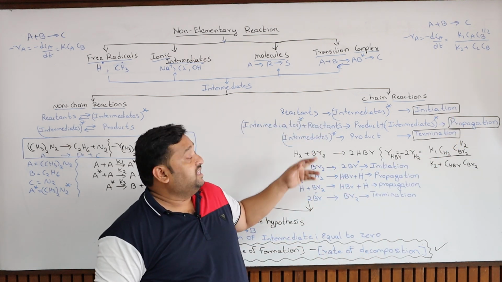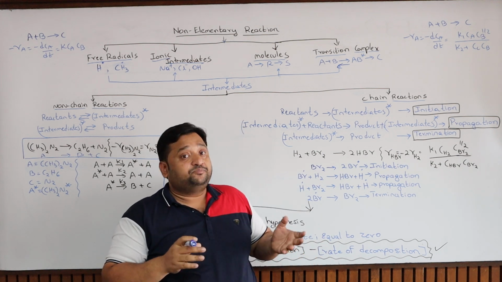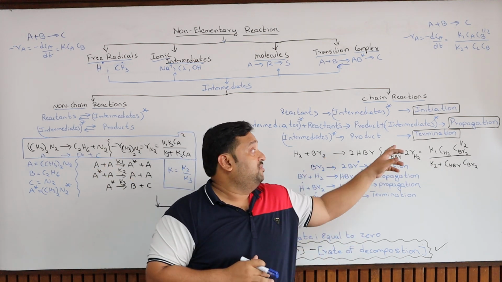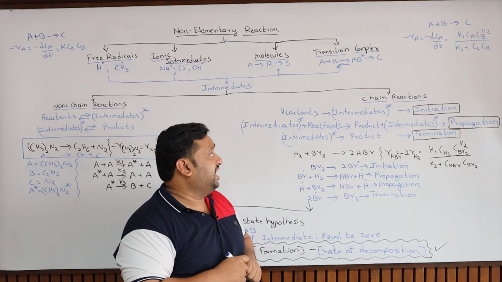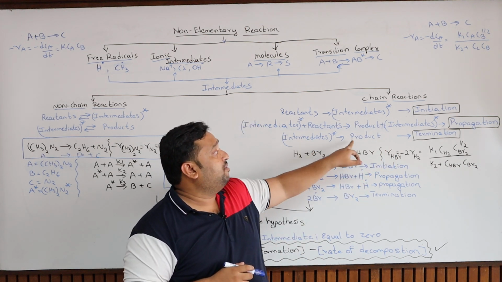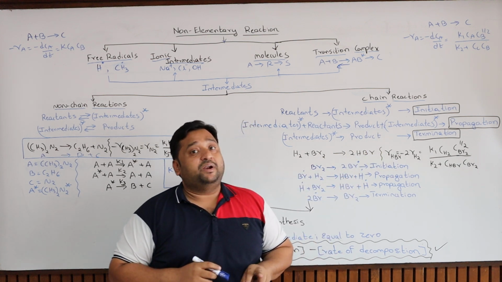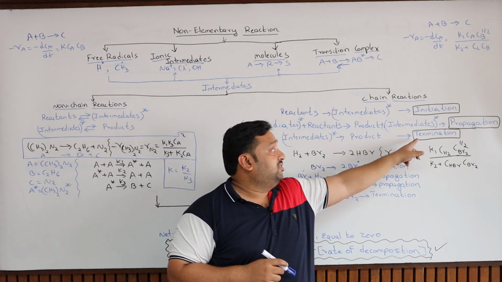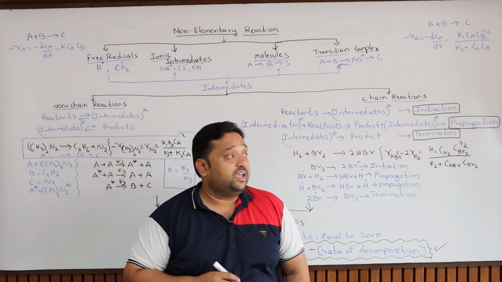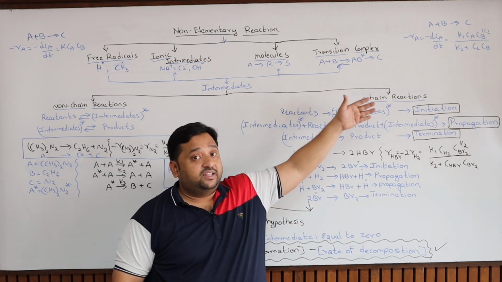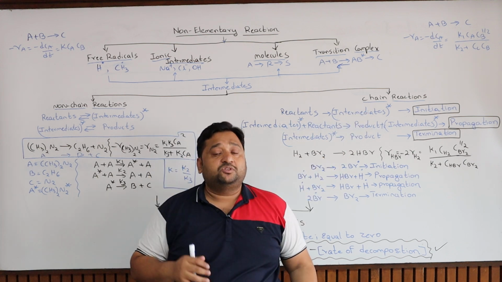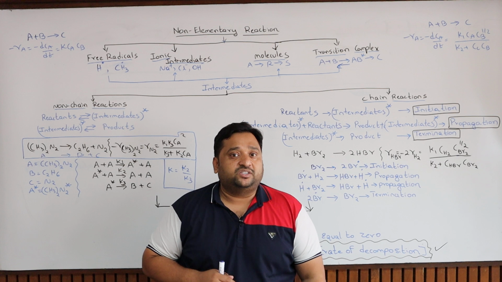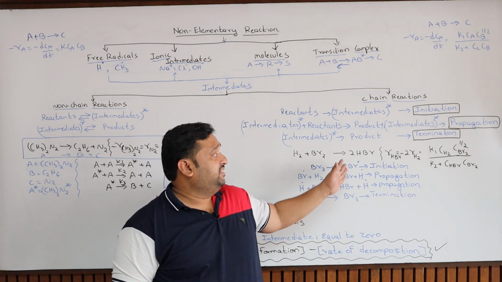And here an intermediate and another intermediate collided to form the product. This is called a termination reaction, because this intermediate finally forms the product and no more intermediates are formed. If such things are there, that is called a termination reaction. Then if you divide the chain reaction into three steps, one is the initiation step, second is the propagation step, third is the termination step. Let us see with an example.